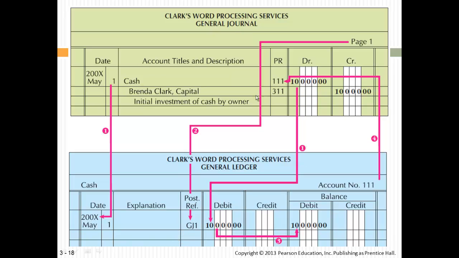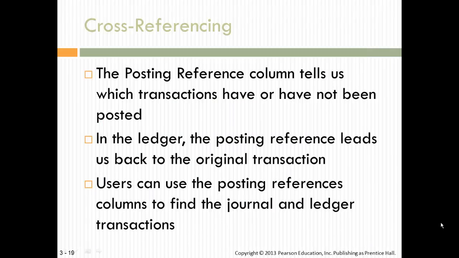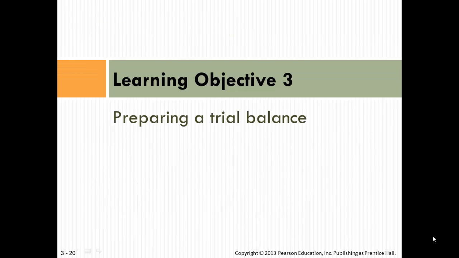You put a post reference in, which is the page from the general journal, page 1, and then you put the date and you have the title and the account number. This is very typical posting from the journal to the ledger. The ledger is your summary. If you're keeping flashcards, these are good terms to put on your flashcards. The post reference column tells us which transactions have not been posted, and that's your cross reference.